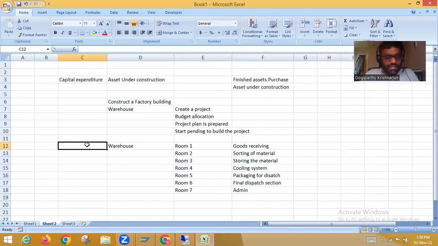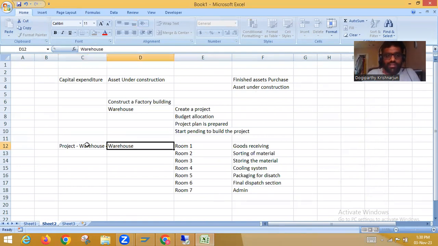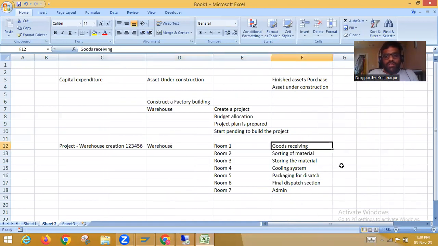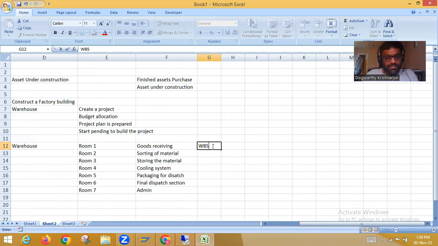project. So for example, if we call this a project and we create the project on the name of warehouse creation, and we'll give sequence numbers maybe 1, 2, 3, 4, 5, 6, and under this project warehouse creation, all these are nothing but WBS, which is work breakdown structures. So work breakdown structure one, which means the company wanted to give a contract to the company who is building that project under these work breakdown structures. So work breakdown structure two, three, four, five, six, seven.